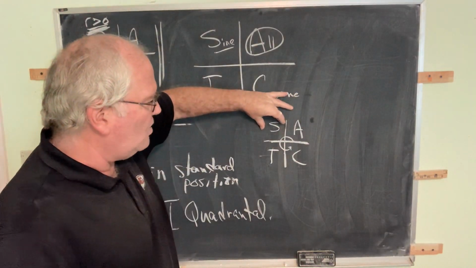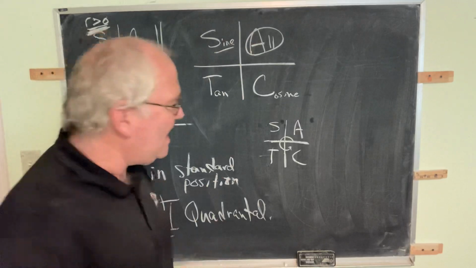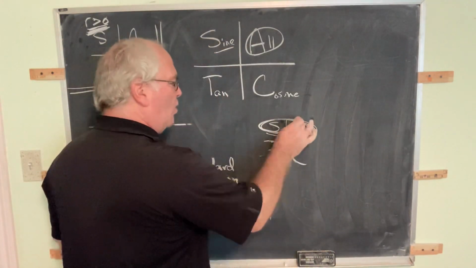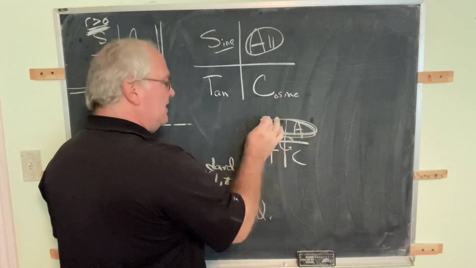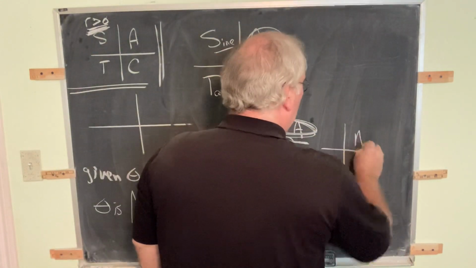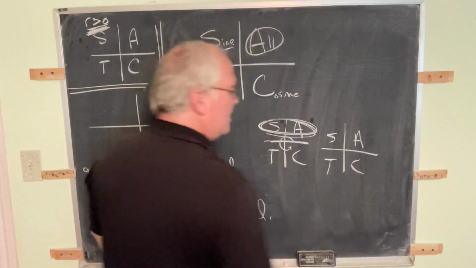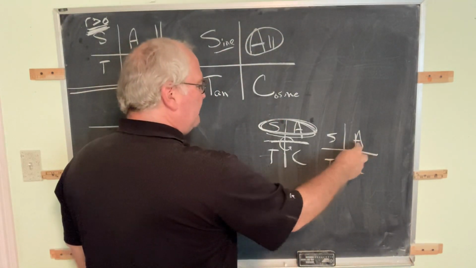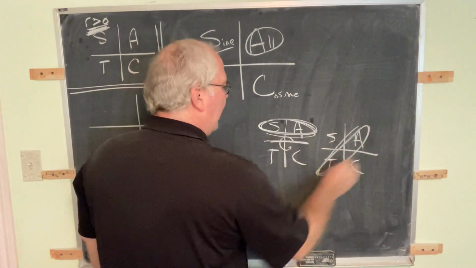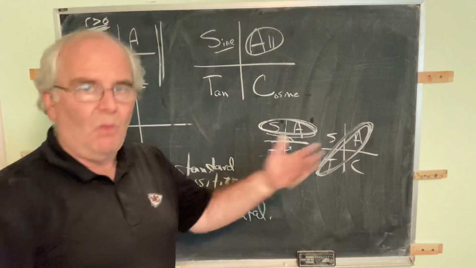Sine is positive in quadrant 2. Therefore, sine is positive in quadrants 1 and 2. All, and then sine is positive in 2. All right? All students take calculus. What about tangent? Tangent is positive in quadrant 1. It's also positive in quadrant 3. So tangent is positive in quadrants 1 and 3.